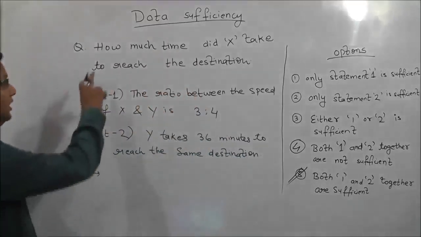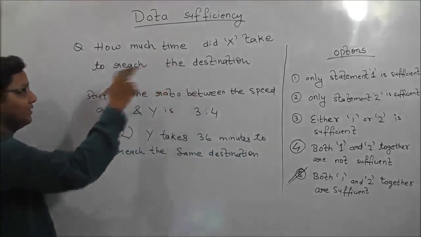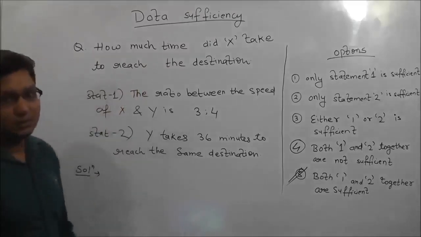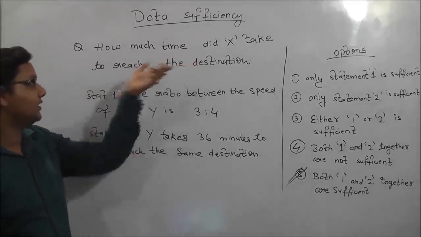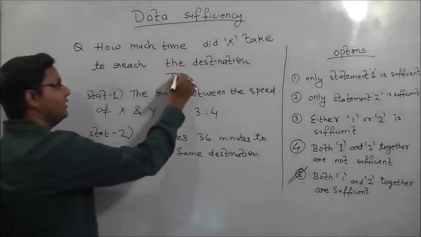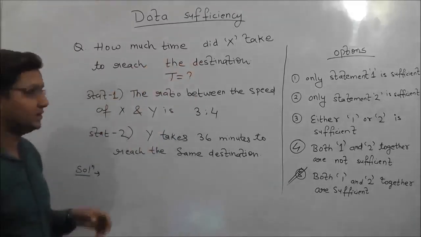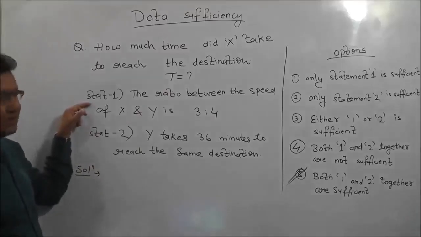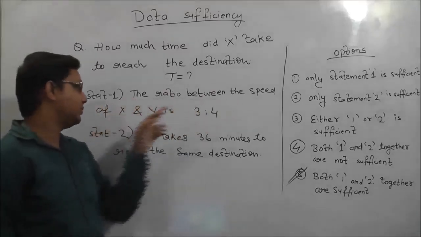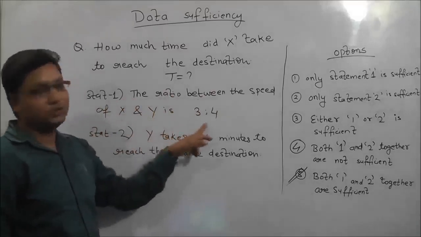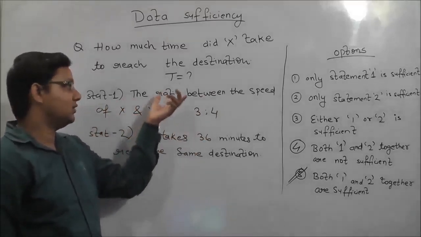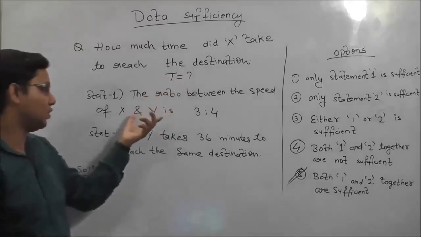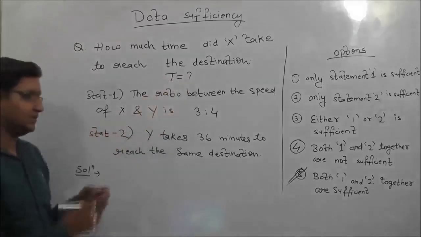That is, how much time did X take to reach the destination? So this is the question asked. The timing of how much time X takes to reach the destination. So we have to find the time taken by X. Okay. So statement 1 tells that the ratio between the speed of X and Y is 3:4. Okay. So with the help of the ratio, we cannot find the time. So statement 1 alone cannot give the answer.